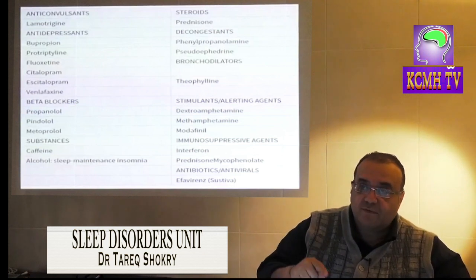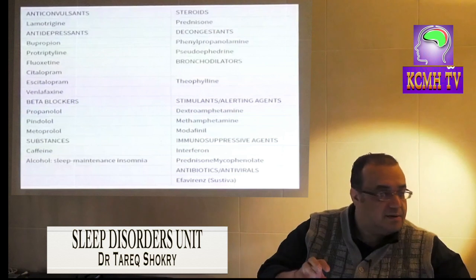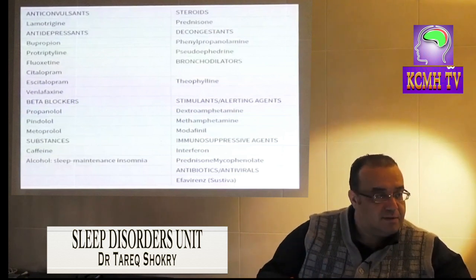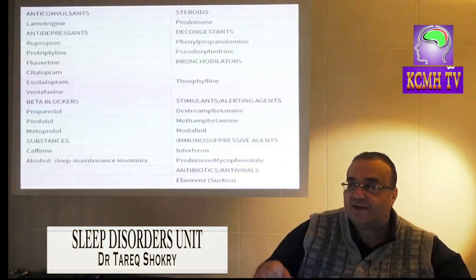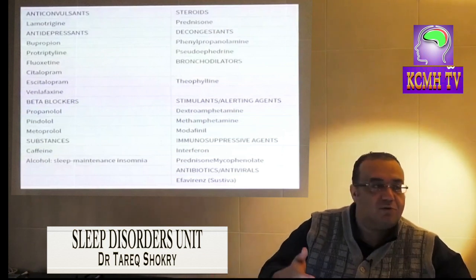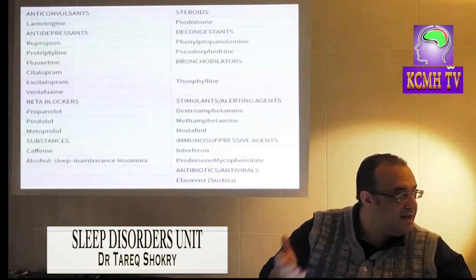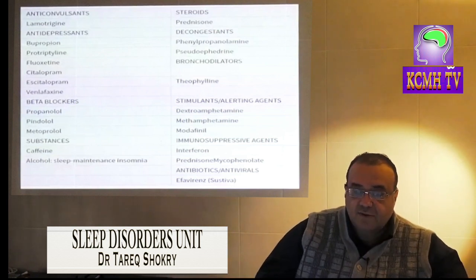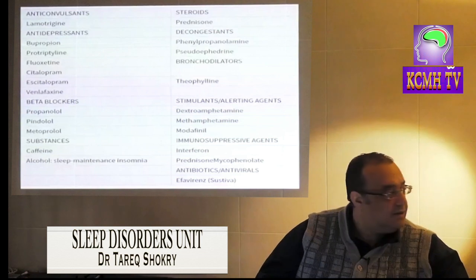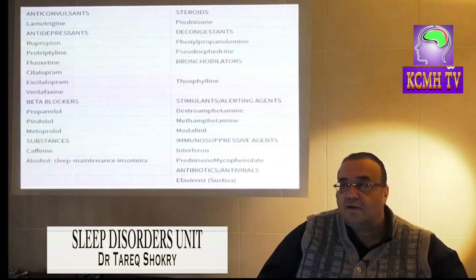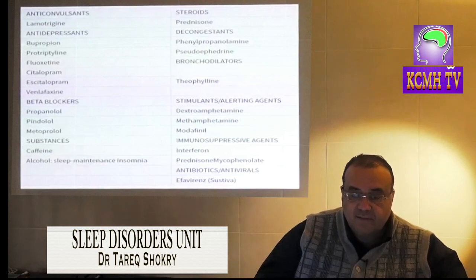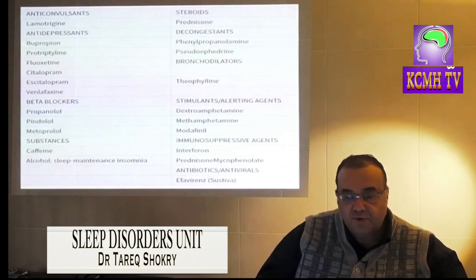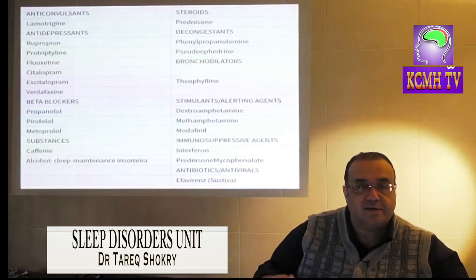So this slide, if you can tell, shows the medications that could induce insomnia. If you give a patient a sedative or hypnotic, at least you need to know what the medications are, even non-psychiatric or non-neuropsychopharmacological medications. As you see here, for example, Lamictal or lamotrigine as an anticonvulsant can induce insomnia. Antidepressants: bupropion, which is Wellbutrin, protriptyline, fluoxetine, citalopram, escitalopram, venlafaxine. A lot of antidepressant medications could induce insomnia.